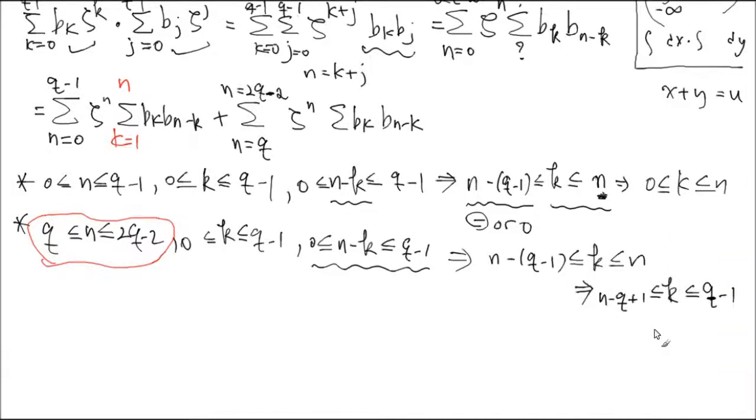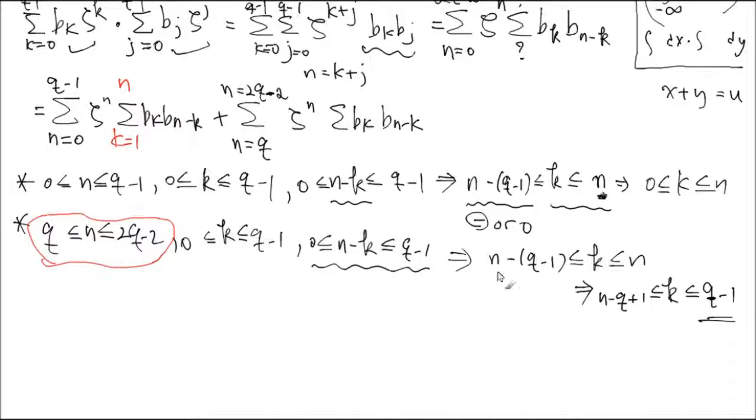If you look at the right-hand bound, that's n, right? But n's already greater than q. K is not going to go to q, right? It's going to always stop at q minus 1, don't you think? N is already greater than or equal to q. The largest number that k can reach is q minus 1. So it'll stop right there no matter what the value of n is.